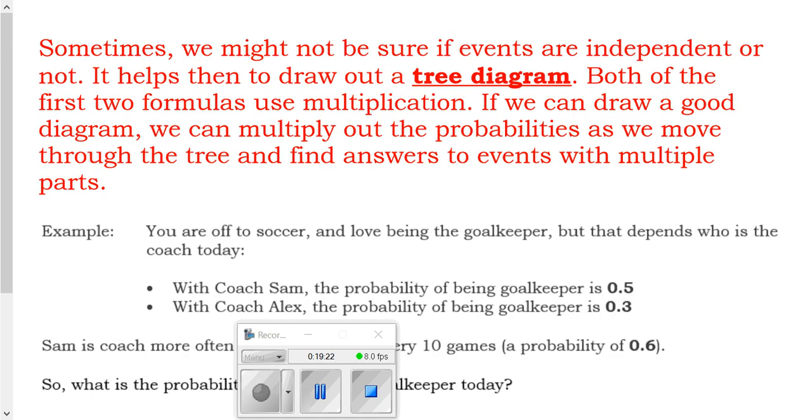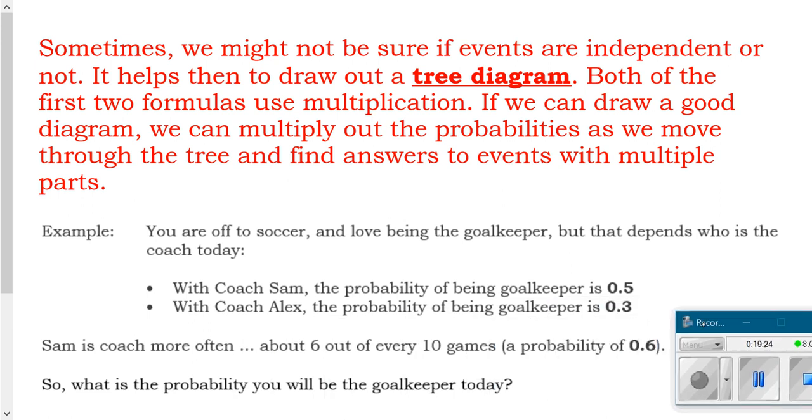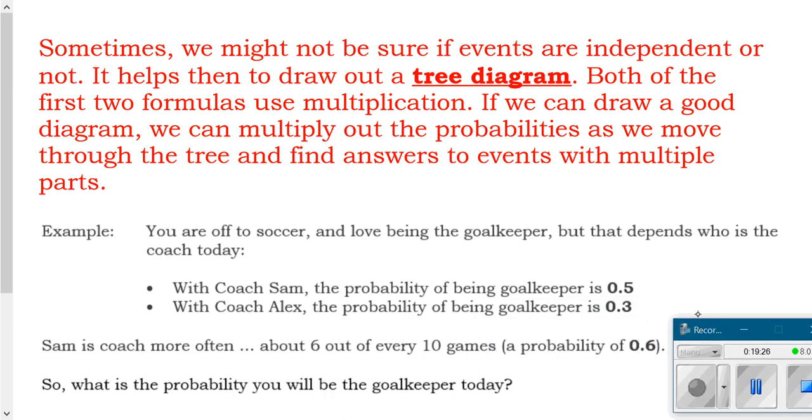All right, the last thing we're going to talk about today is another kind of diagram, which is called a tree diagram. Now, there can be times when it's really not clear to us in the problem if we have independent events or not. And especially in those situations, it can be helpful to just draw out a diagram of what's going on, and we can figure out the probability from that diagram.